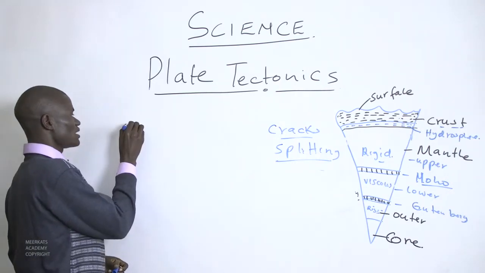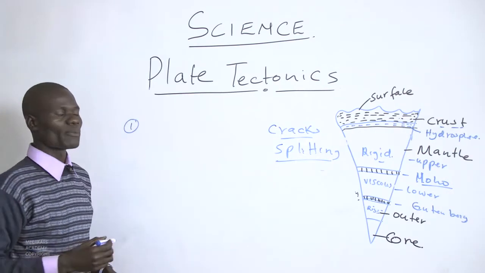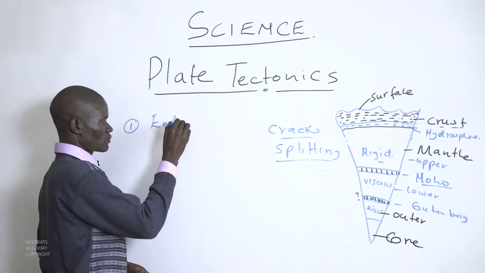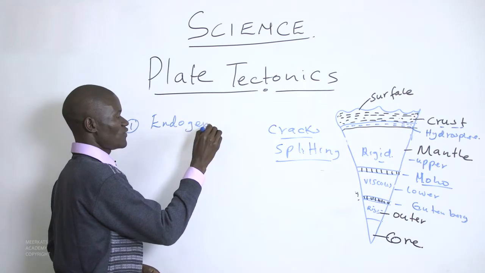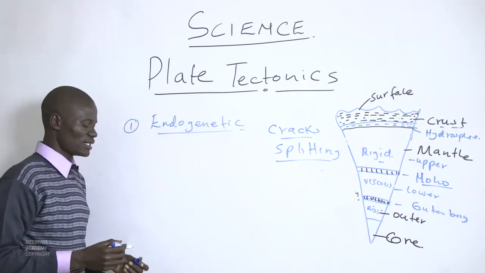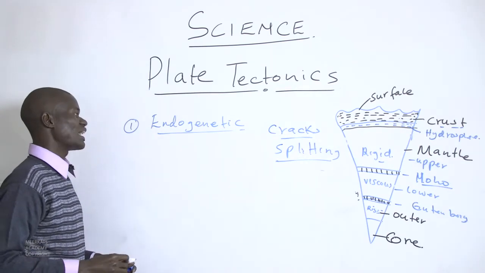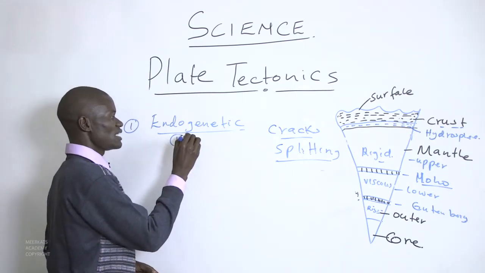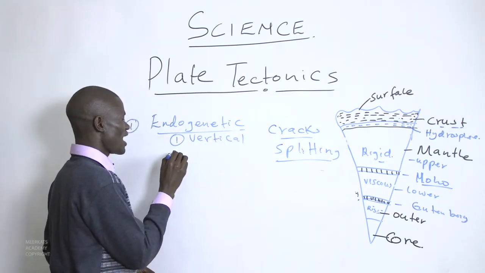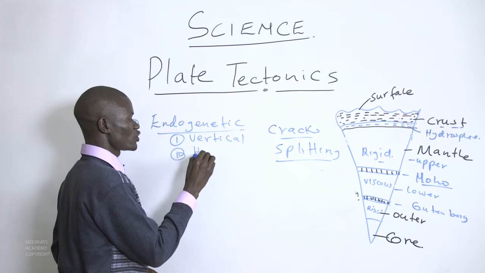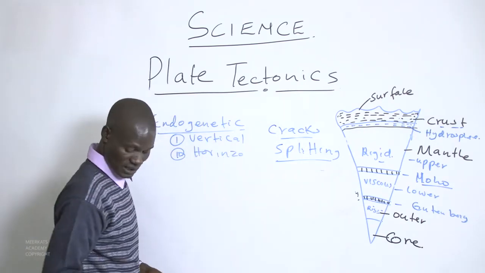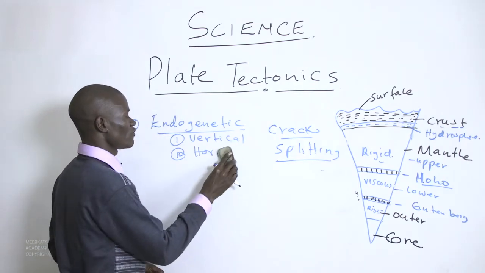The two forces that the scientists have come up with, we call them the endogenetic forces. The forces that move within the earth crust, the endogenetic forces, and there are two types. There is a vertical force, and the second one is a horizontal force.